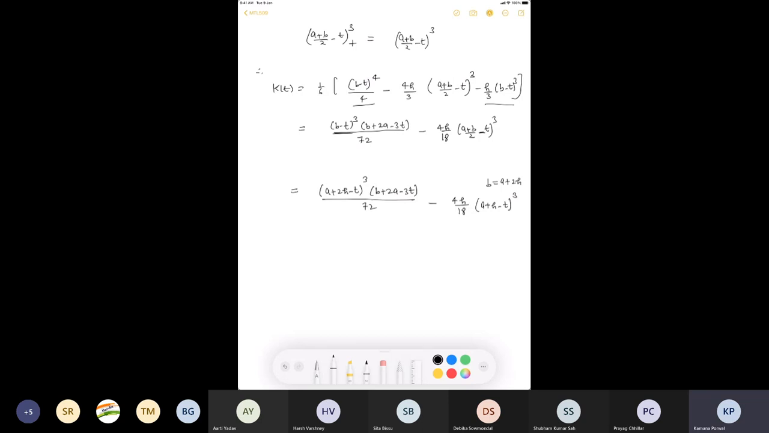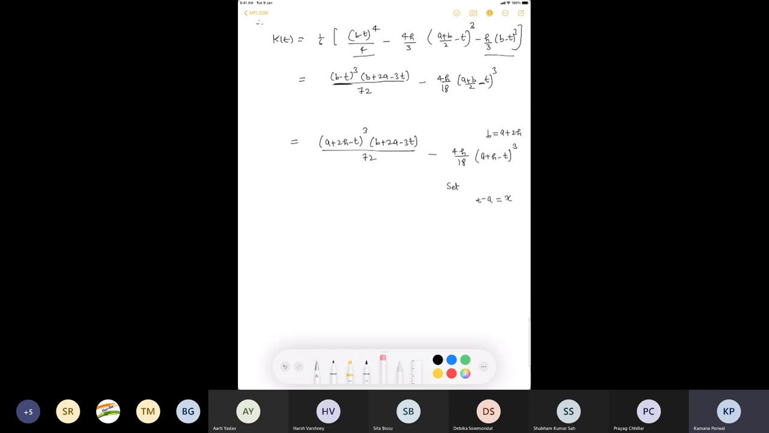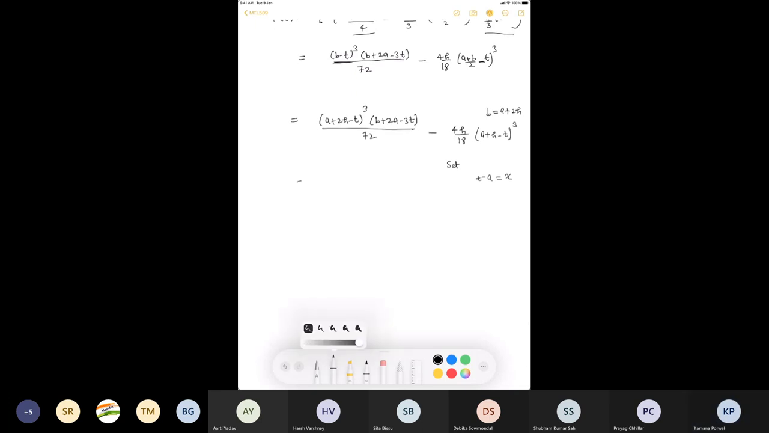Okay. And again, there's a lot of multiplication and simplification. So I'm just going to use a substitution here. So I'm going to set t minus a as x. Okay, just x, or you can use another variable here, but x is not present here. So this is just for simplification. So if I use this, this is going to convert to (2h minus x) whole cube. And this term is going to be (b minus a minus 3x) divided by 72 minus 4h divided by 18 and (h minus x) whole cube.